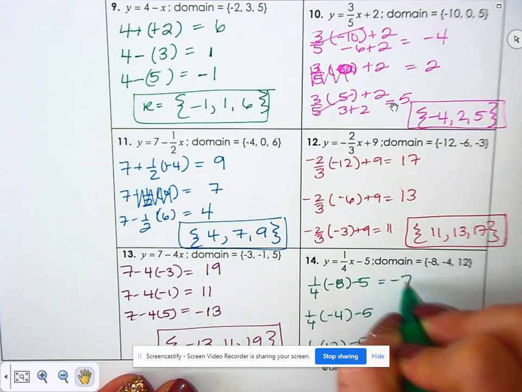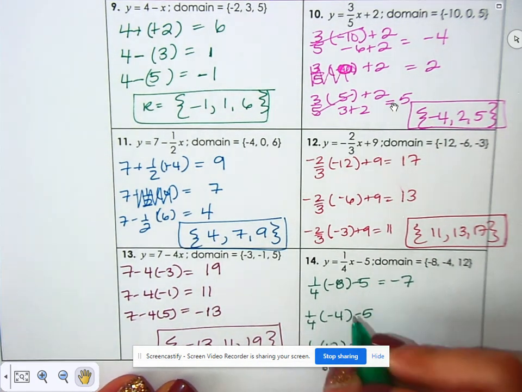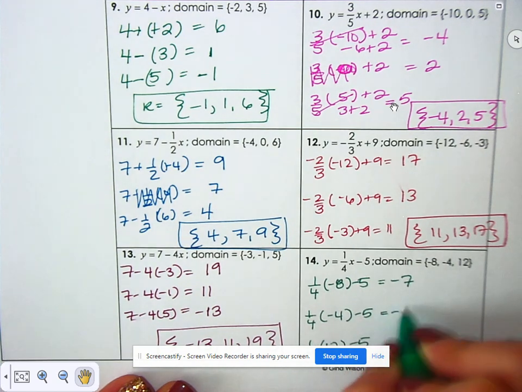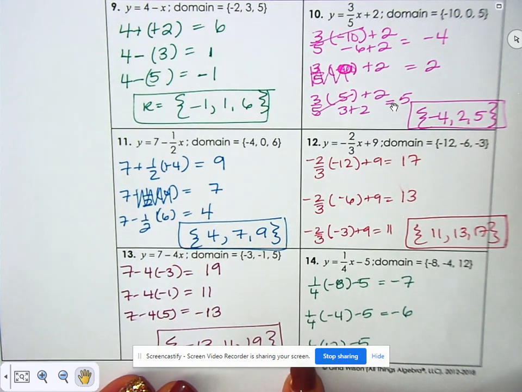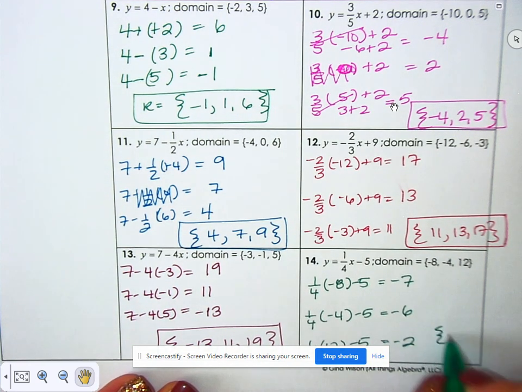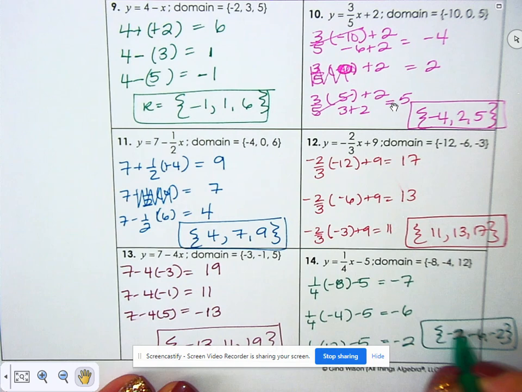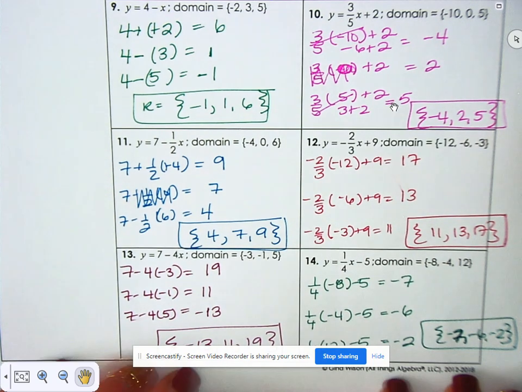All right, 8 divided by 4 is 2, so that's a negative 2 minus 5 is negative 7. 4 divided by 4 is 1, that's a negative 1 minus 5 is negative 6. 12 divided by 4 is 3. 3 minus 5 is negative 2. So it's going to go negative 7, negative 6, and negative 2.